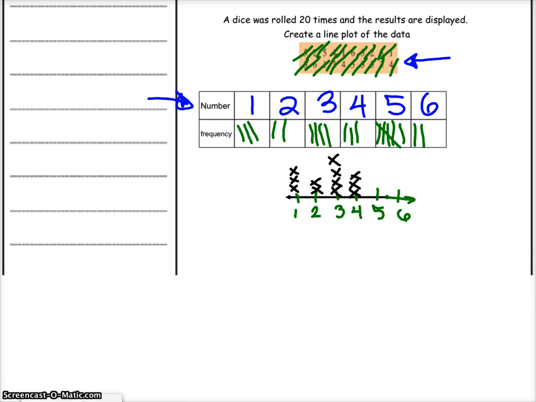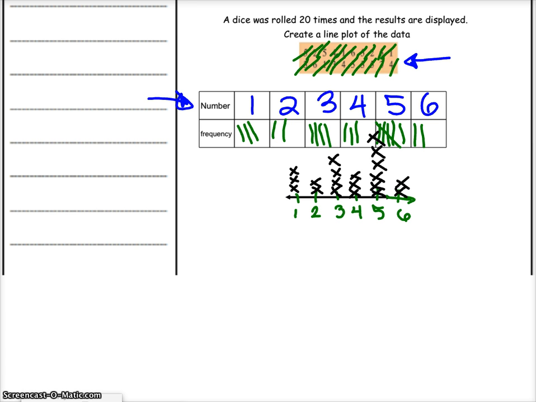So nothing too analytical here. 5 appeared 6 times. Let's see if I can fit this, because I want them to line up as well, because you want to be able to identify mode from here, so I'm going to try my best. 1, 2, 3, 4, 5, 6. And 6 appeared twice. And that's my line plot.